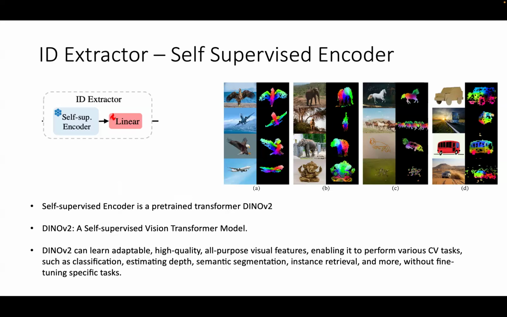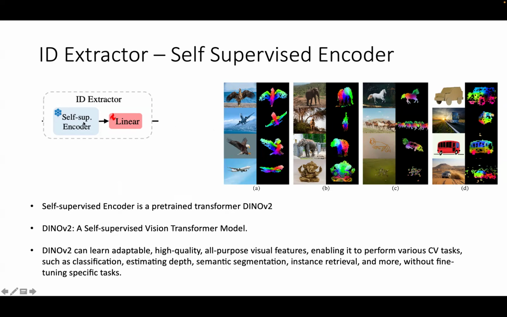If you look at the diagrams in the slide, those highlighted, multicolored representations, are they the output of the self-supervised encoder or the output of a linear representation as well? It is the output of the self-supervised encoder.